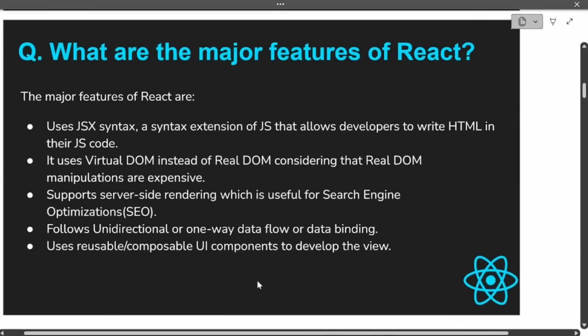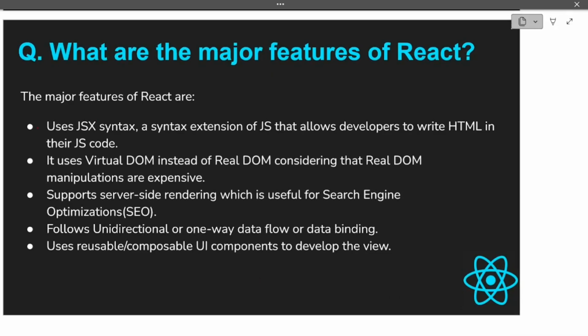What are the major features of React? The major features of React are, first, JSX. It uses JSX syntax, a syntax extension of JavaScript that allows developers to write HTML in their JS code, or you can even say HTML-like syntax in JS code. Second is the virtual DOM feature. It uses virtual DOM instead of real DOM, considering that real DOM manipulations are expensive.